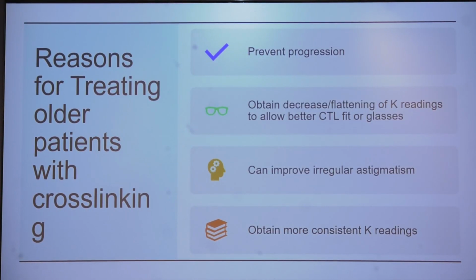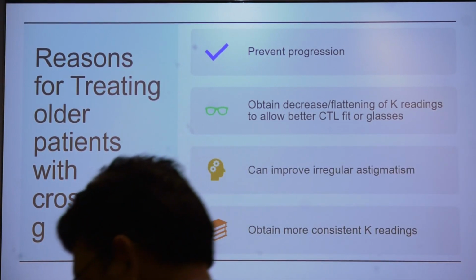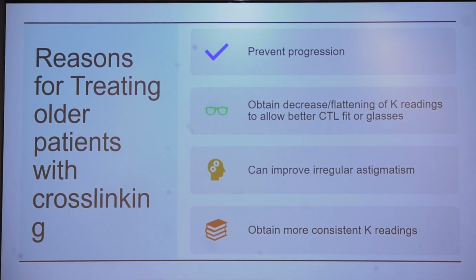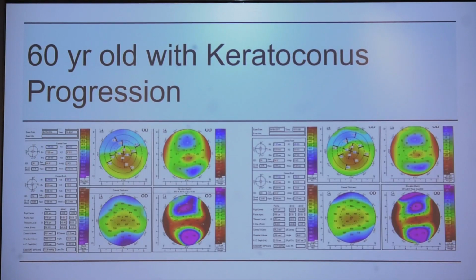Cross-linking to stabilize the cornea, but also to get a little flattening. Reasons for treating older patients with cross-linking? Of course, it's to prevent progression. You can still have progression in older patients, but it's also to improve irregular astigmatism and obtain more consistent K readings. This can allow you to decrease or flatten the K readings to allow a better contact or spectacle corrected vision.